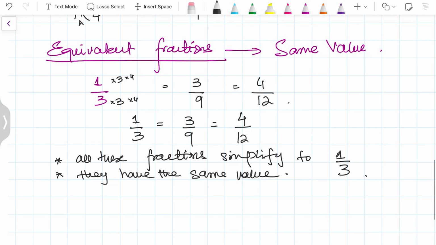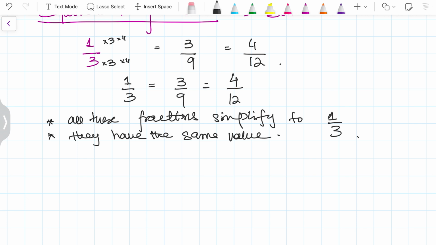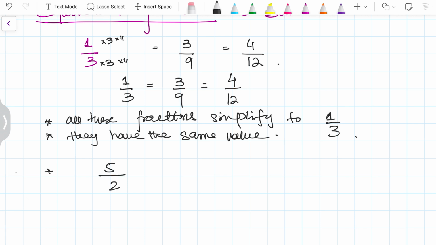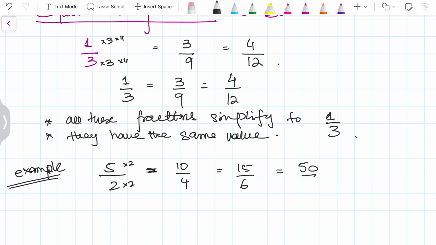Another example can be, for example, if you have 5 upon 2. An equivalent fraction can be, if you multiply both of them by 2, 10 upon 4. If you multiply both of them by 3, it's 15 upon 6. If you multiply both by 10, 50 upon 20. So they are all equivalent fractions.